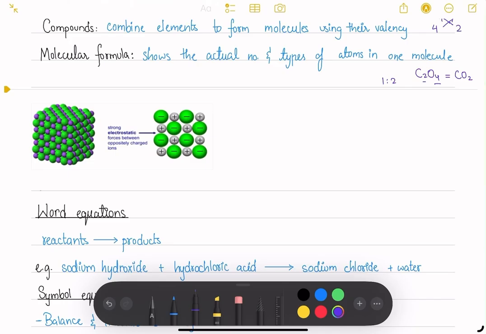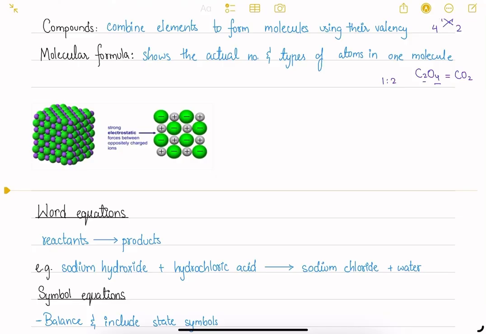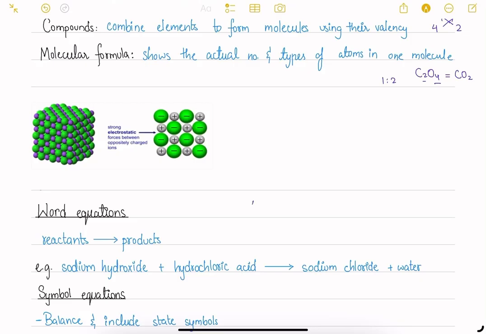So, molecular formula shows us the exact ratio of the atoms present in a molecule. So, in a molecule of NaCl, as we can see here, there are 1, 2, 3, 4, 5, 6, 7, 8 atoms of Cl and 8 atoms of sodium. So it's exactly the same. That's why the ratio is 1 is to 1, and hence the formula is NaCl.